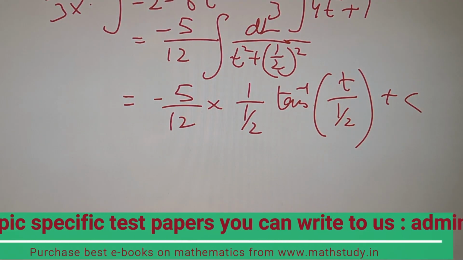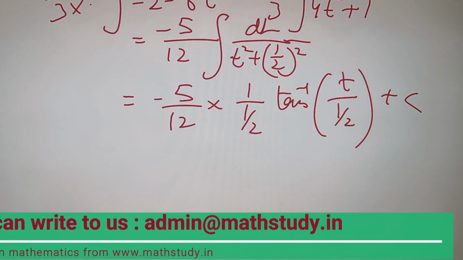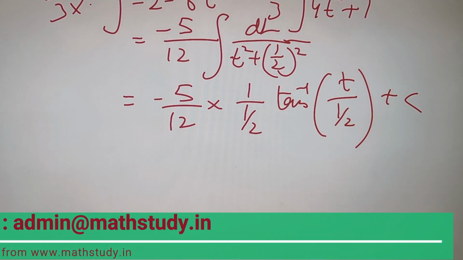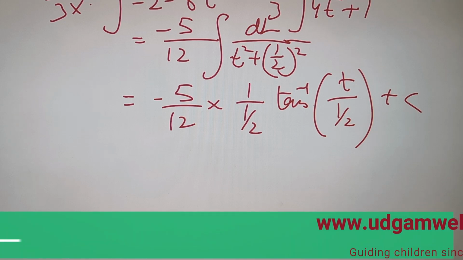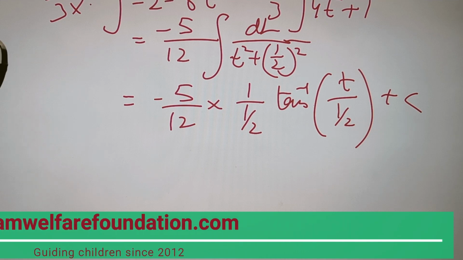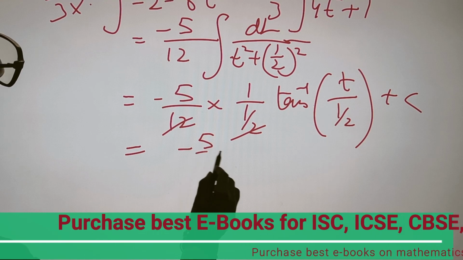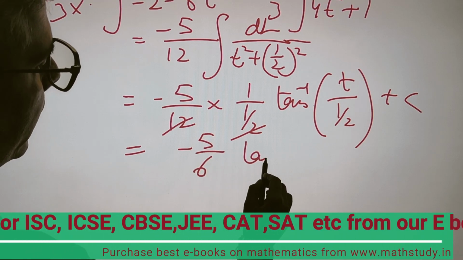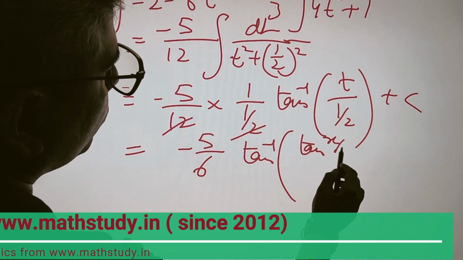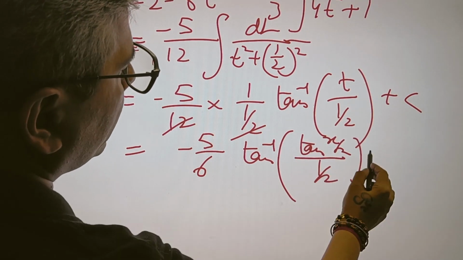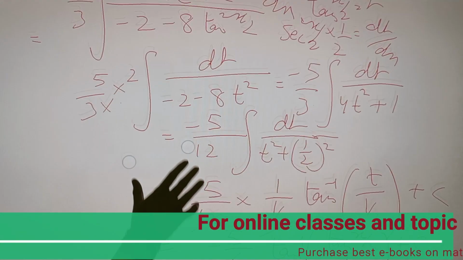So the first part we have already simplified. This is basically the second part. So here we can simply substitute the value of t, and we have substituted tan x by 2 is equal to t. Now we can simply cancel this out. Minus 5 by 6 tan inverse tan x by 2 upon half and plus c. So what we have done, let's check it out.